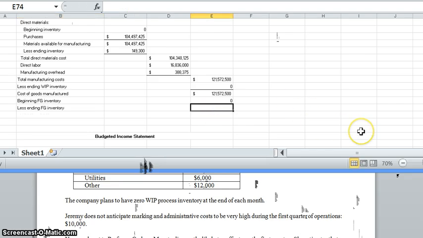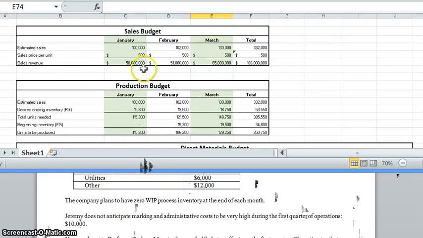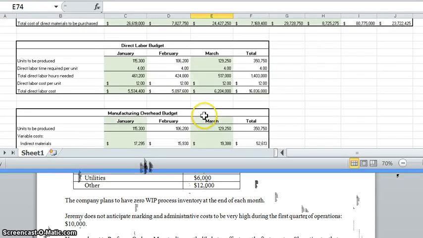Now this number right here is the one that everyone hates because it's not totally self-explanatory. So we know how many units we have in finished goods. Let's go up to our production budget. It says that in March we have desired ending inventory of 18,750 units, but we need to know the cost of those units. So what we're going to have to do is find out the cost per unit.